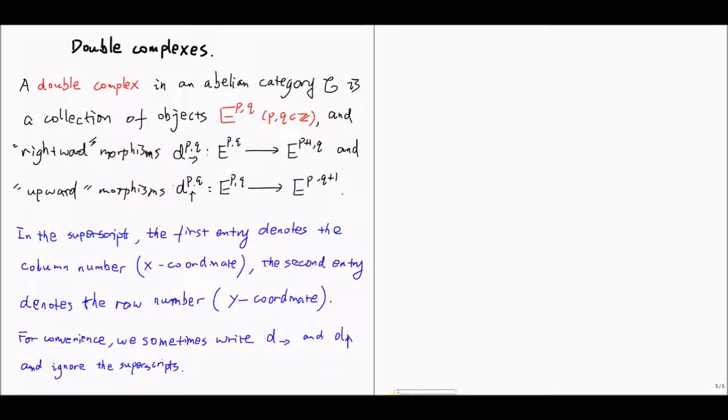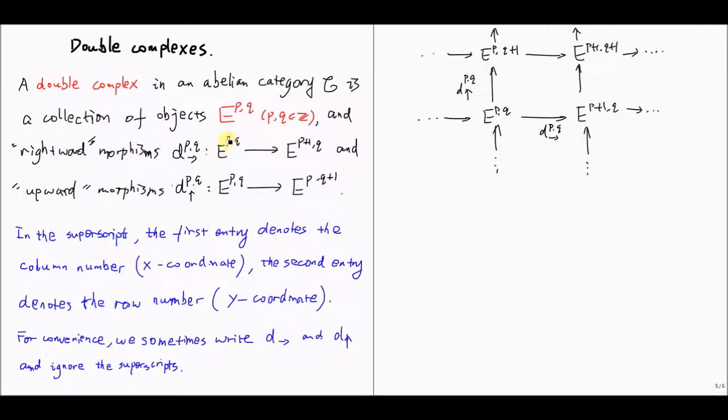There's a remark we need to make about superscripts. The first entry in the superscript will denote the column number, while the second entry in the superscript will denote the row number, as you can see from this diagram.